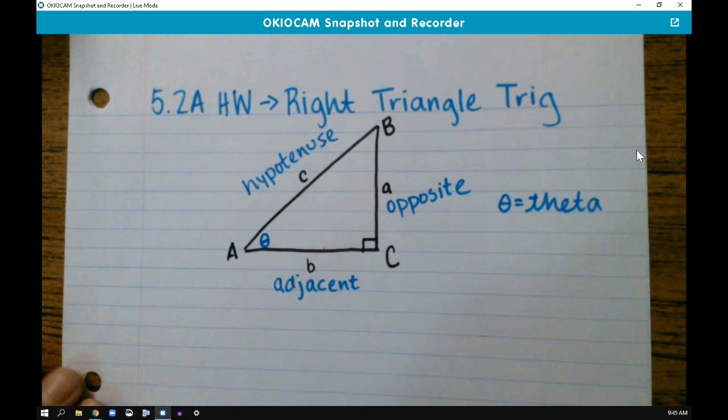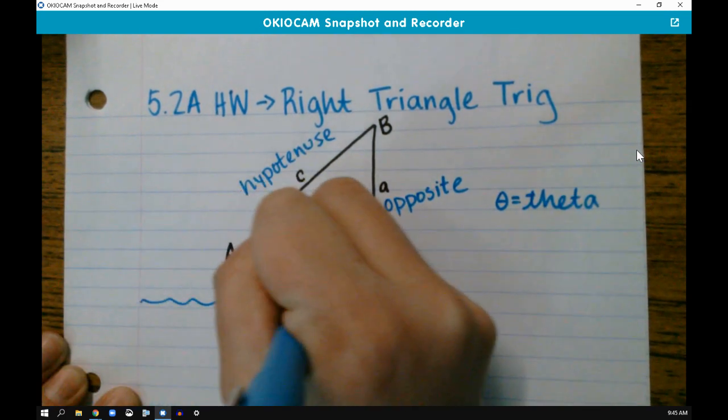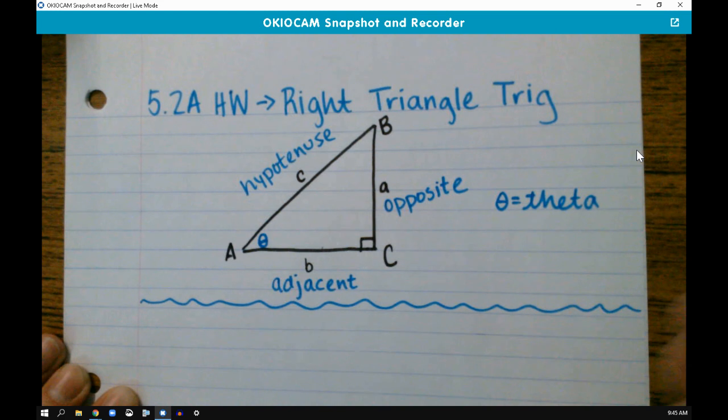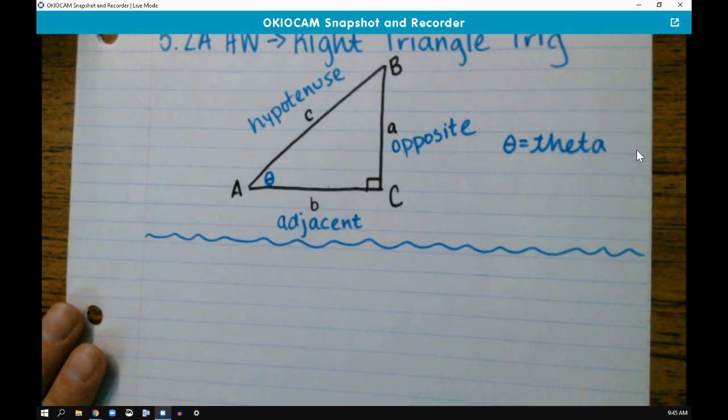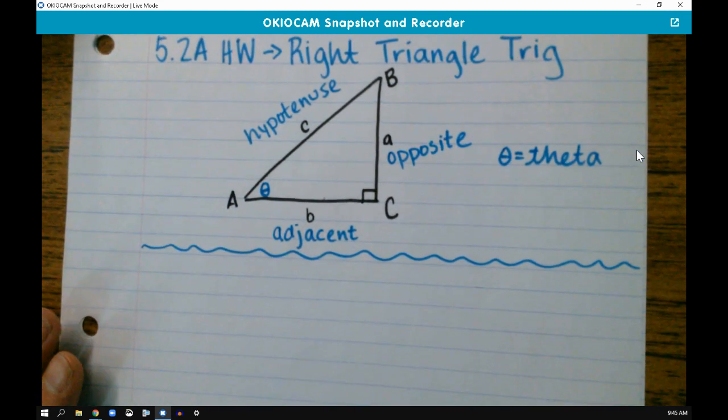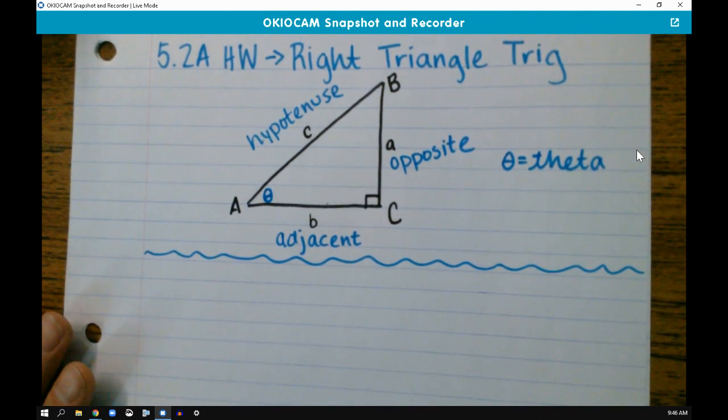Okay. So, any questions about this triangle before we start talking about our 6 trig functions? Our 6 trig functions. Any questions about this triangle? These triangles?